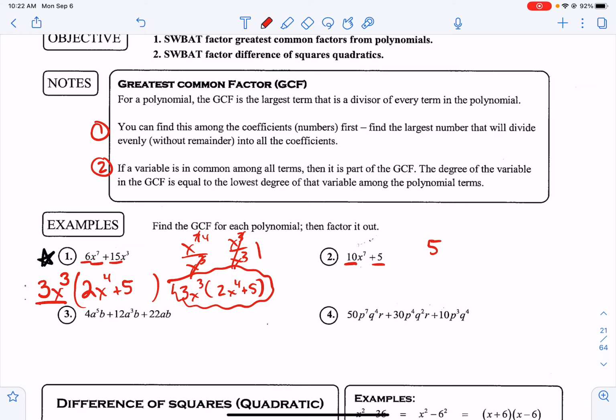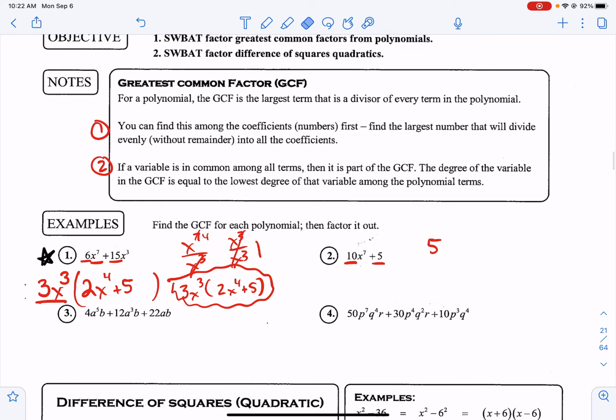Then I look at my variables. This one has an x to the 7th, but the 5 doesn't have a variable. So there's no x to factor out of the 5. So there's no x in my greatest common factor. So all that can come out is the 5.